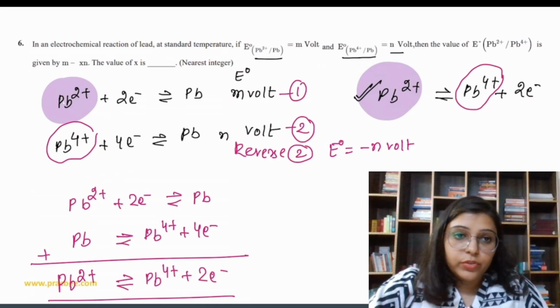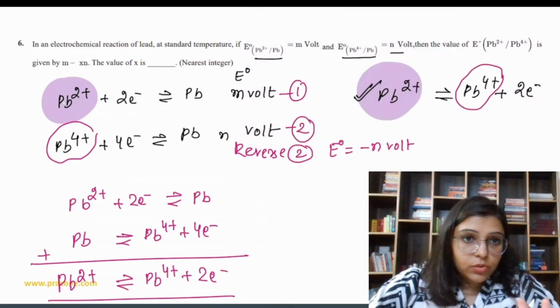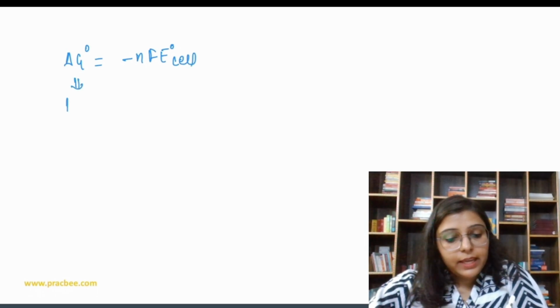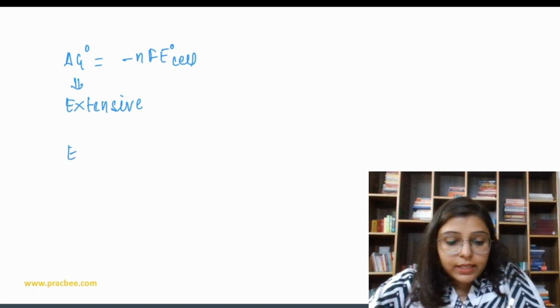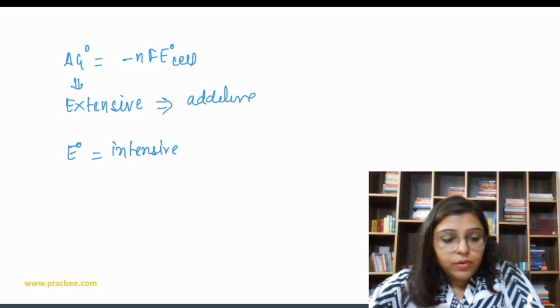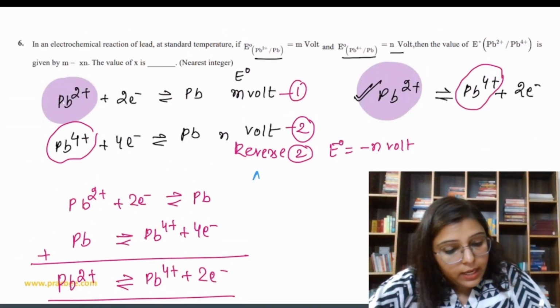Now how to solve this question? As E naught is not additive or subtractive, we have to find out the delta G naught value. Delta G naught is minus nFE naught cell, because delta G is an extensive property and E naught is intensive. Extensive properties can be additive or subtractive. So let's find out delta G naught.